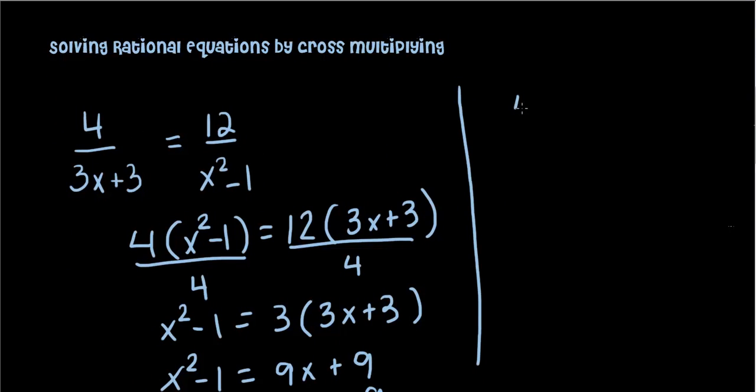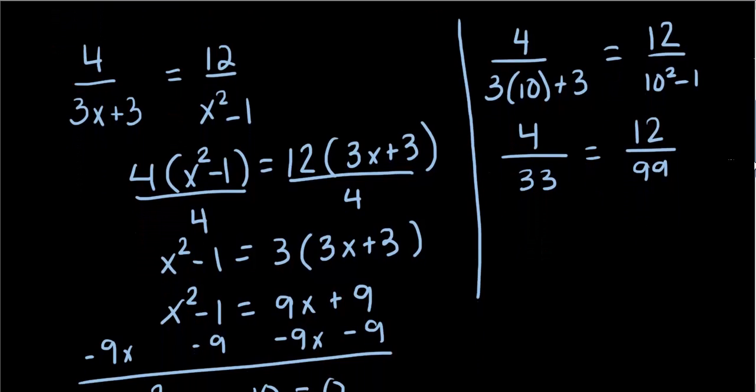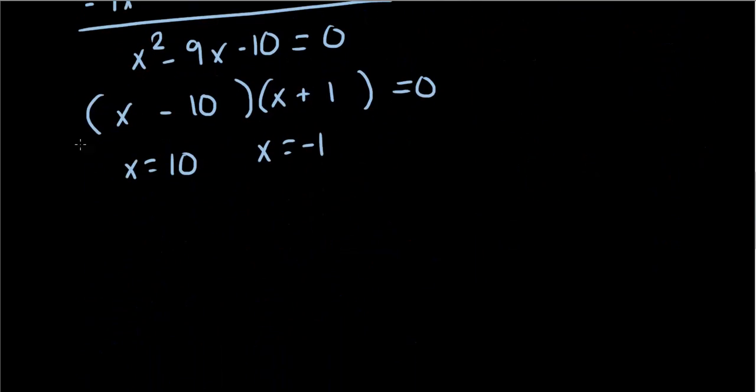If x equals 10, then we will have 4 over 3 times 10 plus 3, and that is supposed to equal 12 over 10 squared minus 1. So then this will be 4 over 3 times 10 is 30 plus 3, 33, equals 12 over 10 times 10 is 100 minus 1 is 99. And we can simplify this one. If I divide 12 by 3 and 99 by 3, 12 divided by 3 is 4 and 99 divided by 3 is 33. So then this one is a valid solution. So x equals 10 is okay.